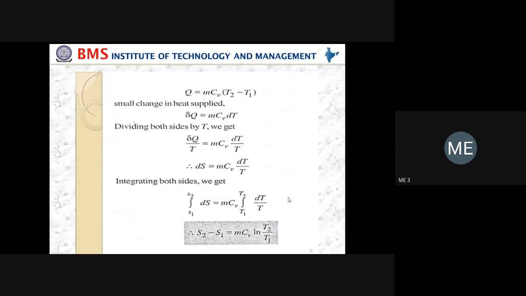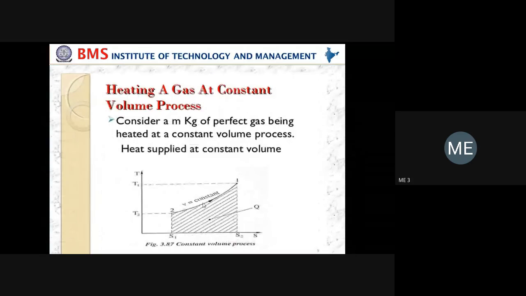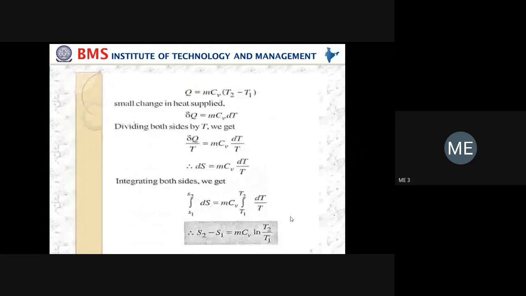Cv is the specific heat at constant volume. Specific heat at constant volume is defined as the amount of heat required to raise unit mass of the substance through unit degree rise in temperature at constant volume. That is the definition of specific heat at constant volume. So you remember S2 minus S1, and you remember the nature of the curve, most important. Like this, you'll get the nature of the curve. As the temperature varies, the entropy also varies. As I said, the entropy depends upon the temperature. It's the first process.